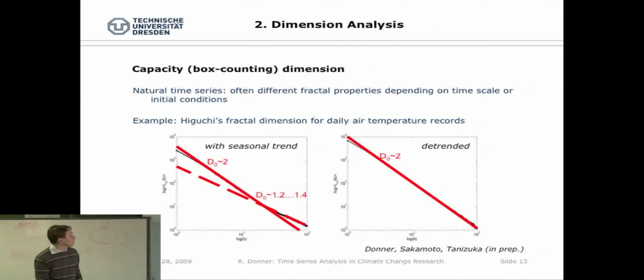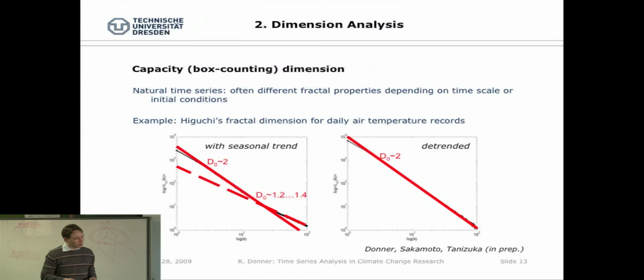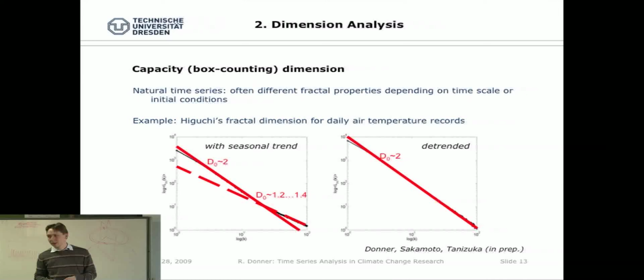What we found was, when we removed the seasonal component, we have more or less a straight line with a slope of almost 2. It's not exactly 2, but it's quite close to it. But when we have a seasonal trend, we again found a crossover time scale of the order of 2 to 3 weeks.